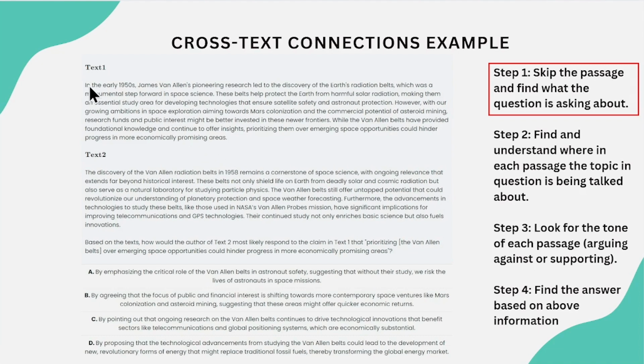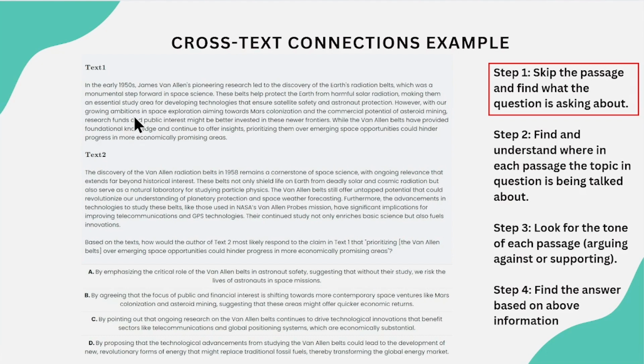So let's first understand it in text 1. In the early 1950s, James Van Allen's pioneering research led to the discovery of the Earth's radiation belts, which was a monumental step forward in space science. These belts help protect the Earth from harmful solar radiation, making them an essential study area for developing technologies that ensure satellite safety and astronaut protection.